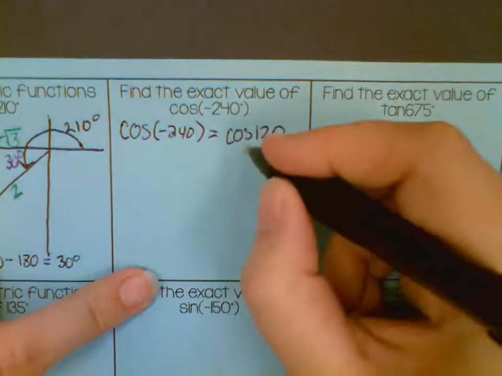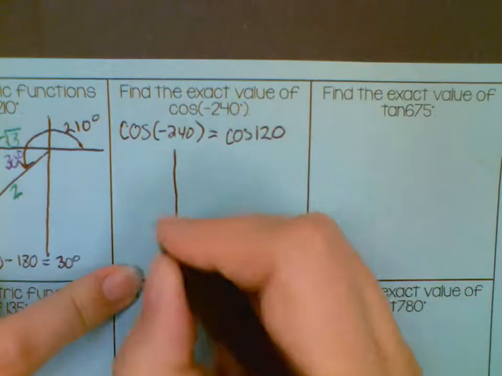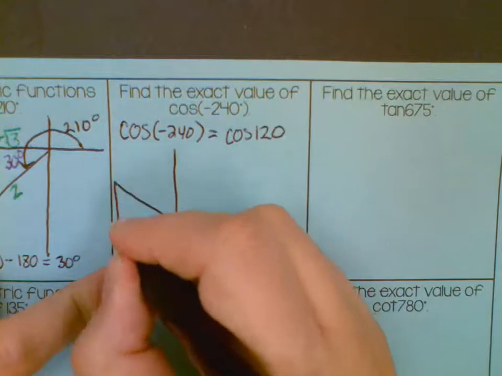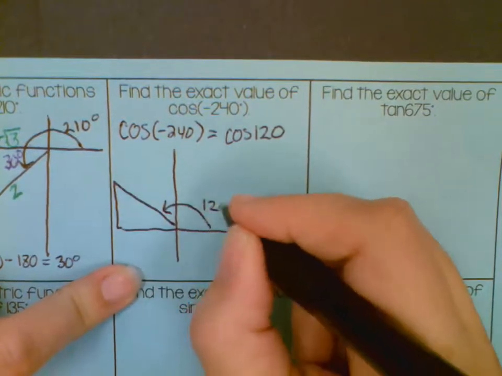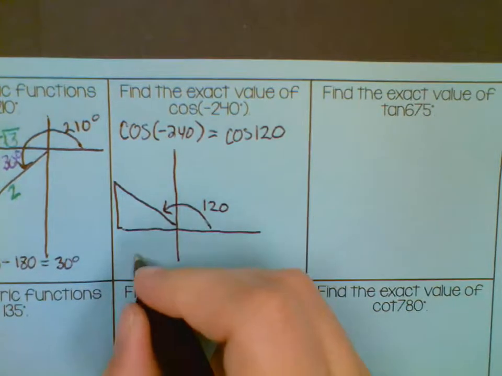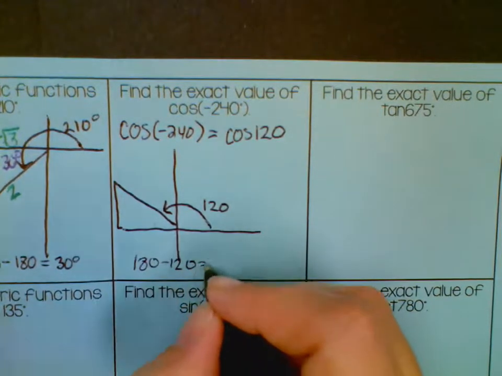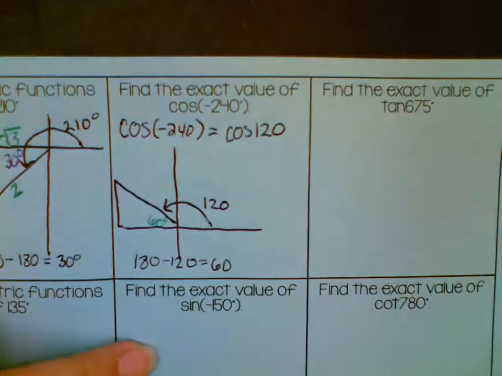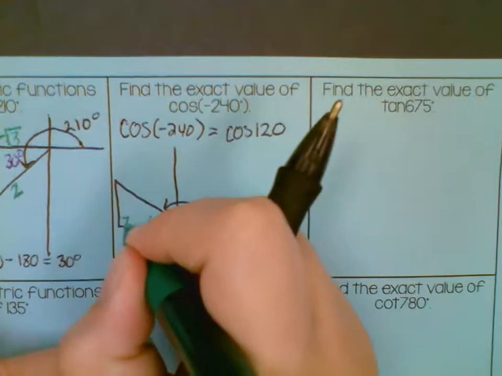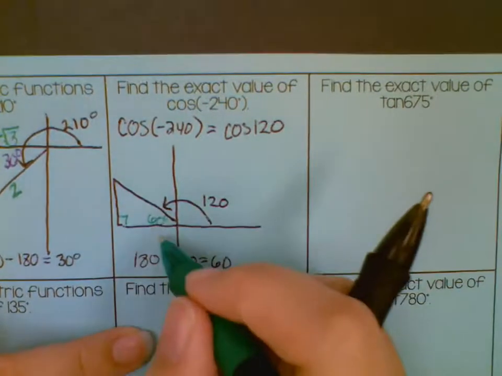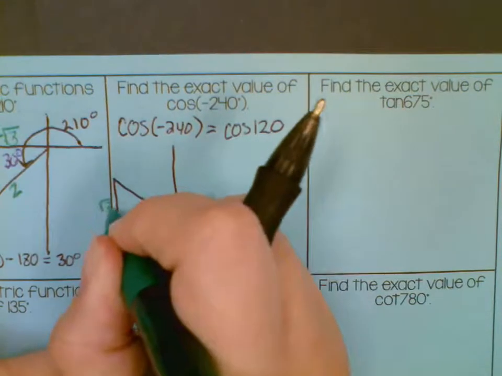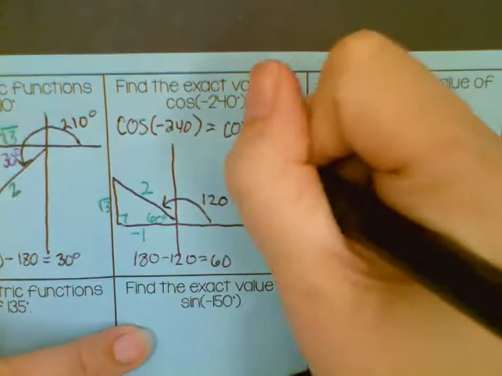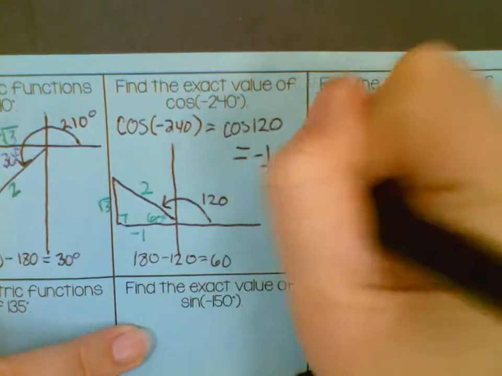So we know that 120 lands in quadrant 2, so we can draw our triangle just like we did for those last 2 examples. So here's our 120. In quadrant 2, to find the reference angle, we do 180 minus 120, so that means our reference angle is 60. And then we can build our triangle based on what we know about the 30, 60, 90 triangles. So across from 60 is square root of 3, adjacent is -1, and hypotenuse is 2. So the cosine of that would equal -1/2.